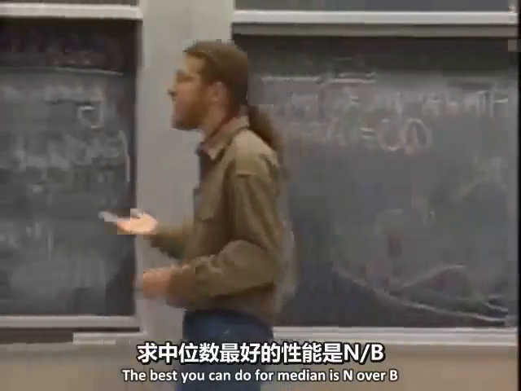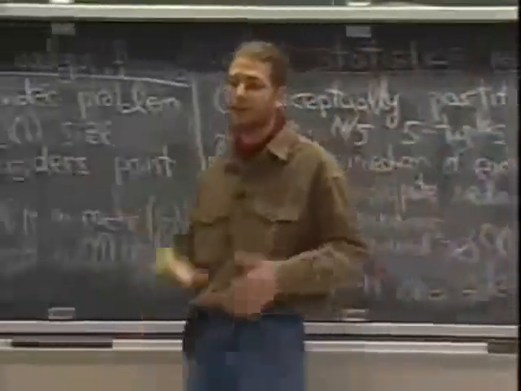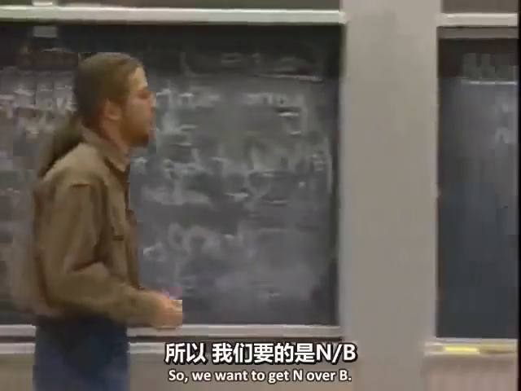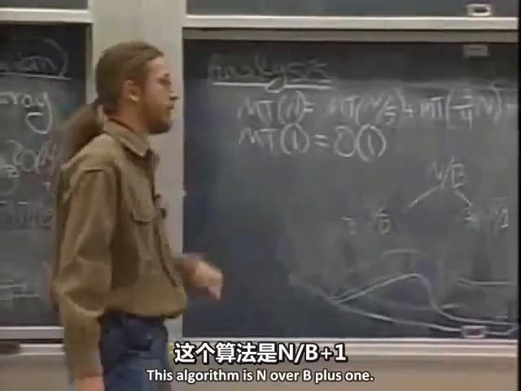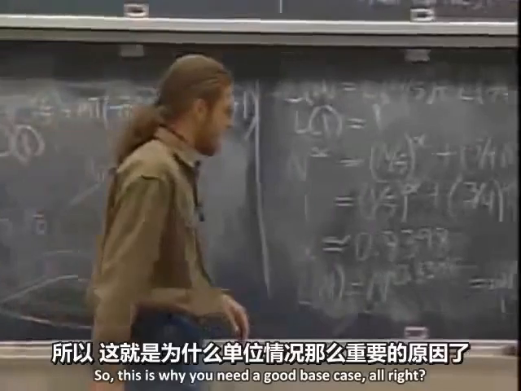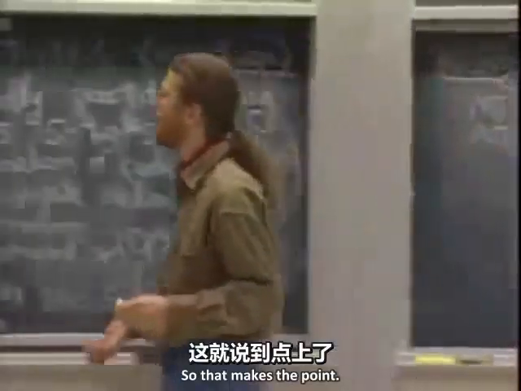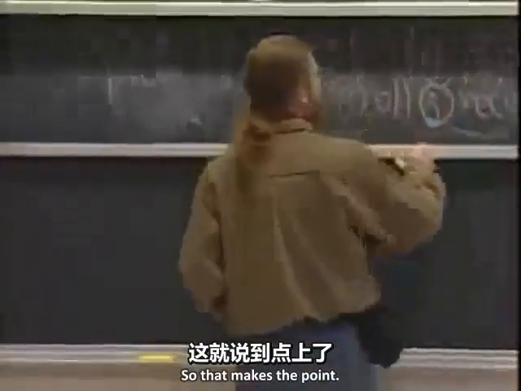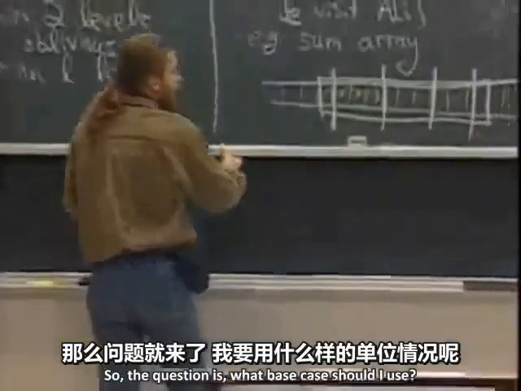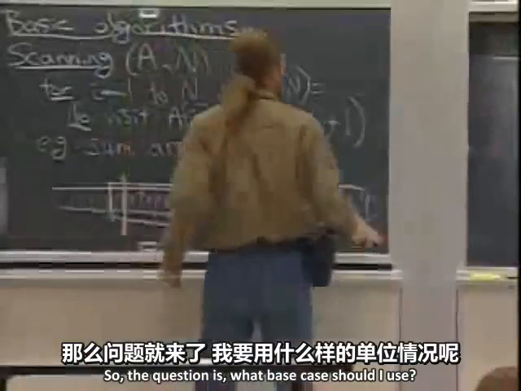The best you could do for median is n over b, because you have to read all the elements, and you should spend linear time. So we want to get n over b. This algorithm is n over b plus 1. So this is why you need a good base case, all right? Hopefully that makes the point. So the question is, what base case should I use?